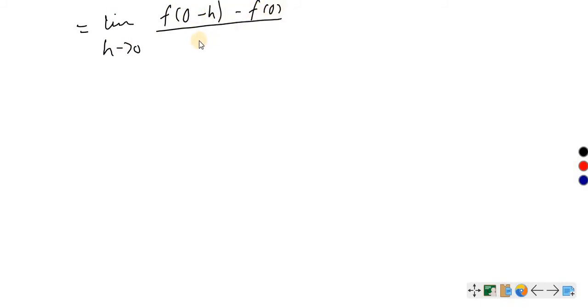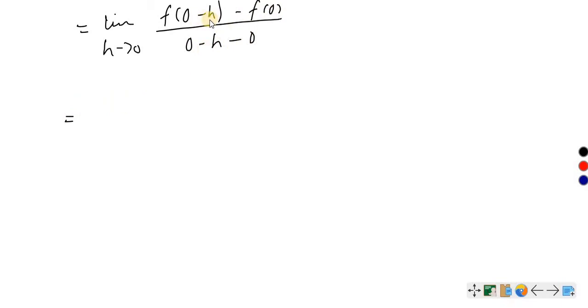This can be further written as limit h tending to 0, f of 0 minus h minus f of 0 by 0 minus h minus 0.